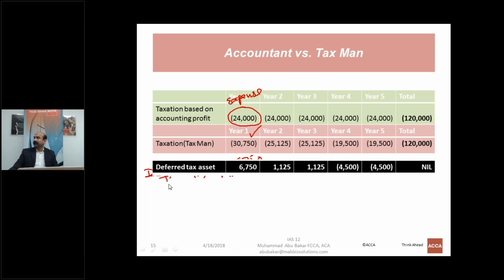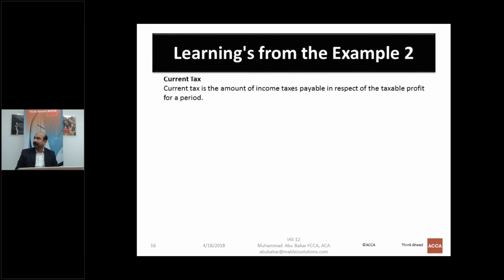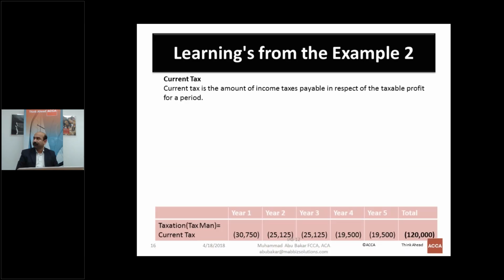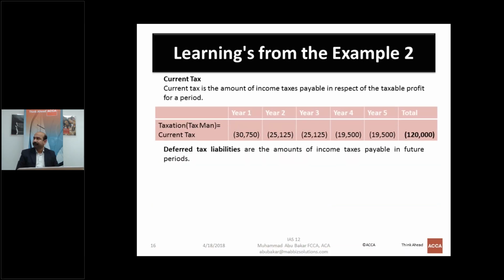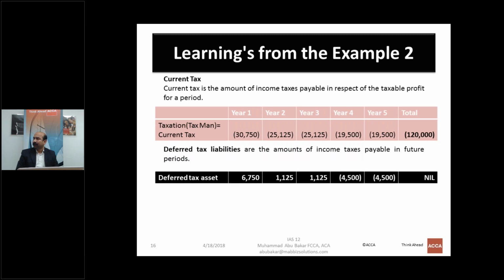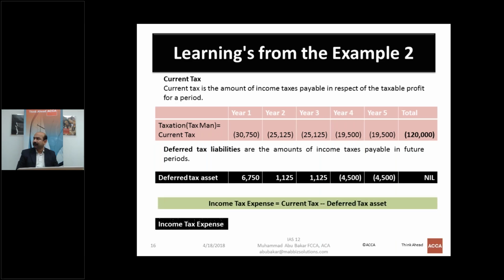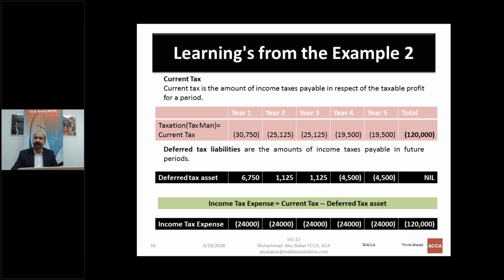So what is the current tax? The same as the definition as we saw earlier. Very simple definition: taxable profit as per the taxman. When you apply the tax rate to this figure, this will give you the current tax payable. So these were the current tax payable, and these are the deferred tax assets. So this will give you the income tax expense, which is 24,000.